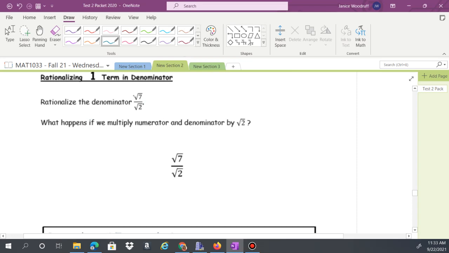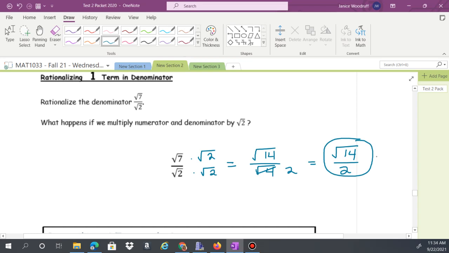So rationalize square root of 7 over square root of 2. What happens if we multiply by the square root of 2, both the top and the bottom? Here's what happens. 7 times 2 under the radical is 14. Square root of 2 times square root of 2 is square root of 4, and the square root of 4 is 2. We don't have a radical in the denominator anymore, and that is our end goal. So we don't want to have a radical in the denominator. That's the whole point of us doing that. So we get square root of 14 over 2.